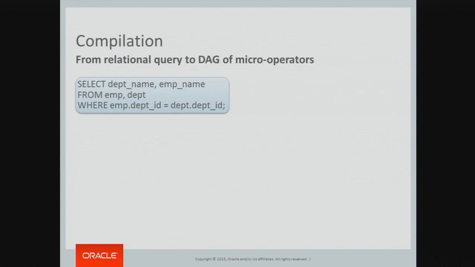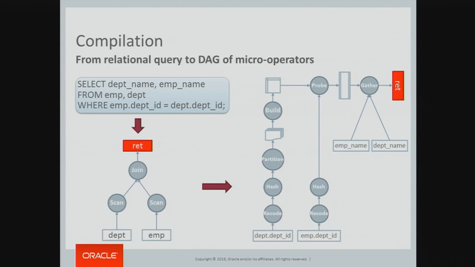So let's look at how we can represent a relational query using the micro-operators. This is a very simple two-table join, and here is how a traditional SQL plan looks. After using the micro-operators, the plan will look like this. Instead of two scans and one join, on the build table we need to do a record, a hash, a partition, and build a hash table on top of it. And on the probe side, we need to do a record, hash, probe, and use the result to do a late materialization and ultimately give the result.